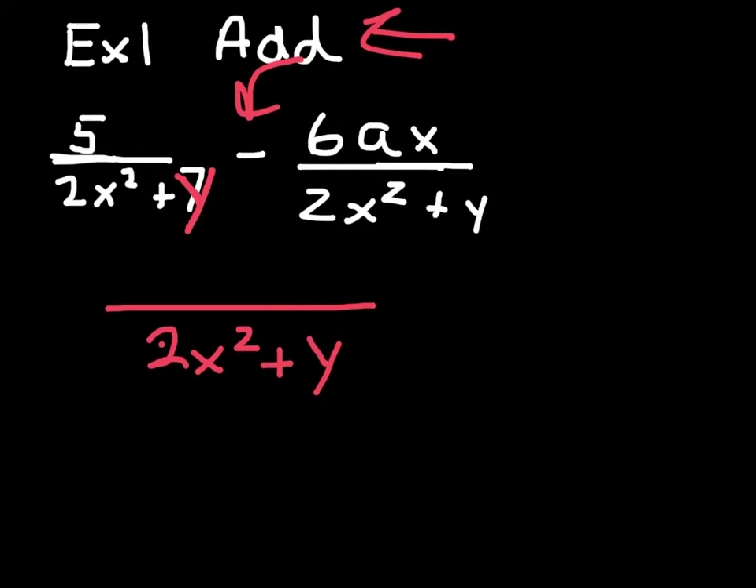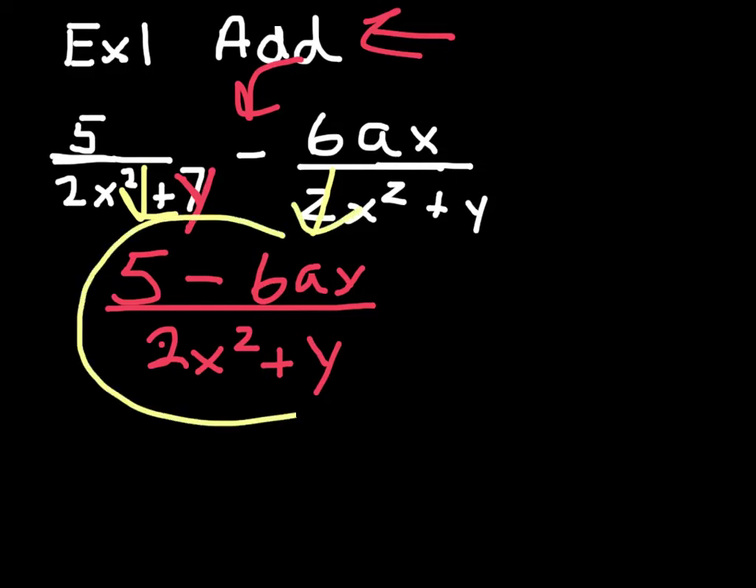All right, now what do I have in the top? Well, you're going to take your denominator, 2x squared plus y, and then you're going to subtract your numerators. So I have 5 minus the 6ax. Now notice that in the top I've got this term and I've got this term. Are they like terms? Answer is no. So there's nothing more I can do with this problem. It's 5 minus 6ax over 2x squared plus y.